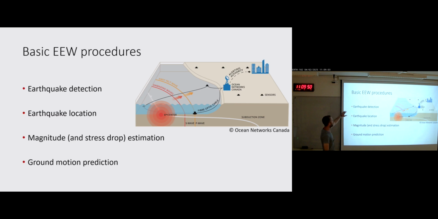So these are the four basic procedures we need to apply to provide early warning. First of all, we need to detect an earthquake and be sure that it's an earthquake and not some anthropogenic noise like someone jumping near a station. We need to locate the earthquake. Then we need to estimate the size of the earthquake: magnitude, stress drop, source parameters. And once we know the location of the earthquake and its size, we can predict ground motions at distant locations and decide where and if an alert should be delivered.